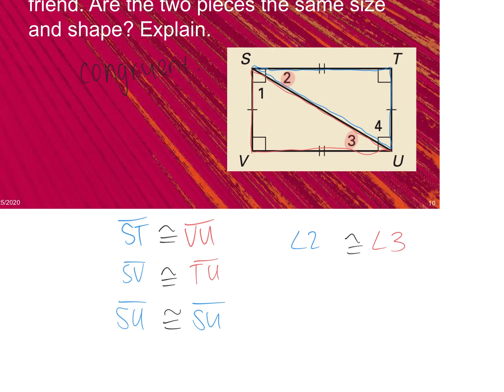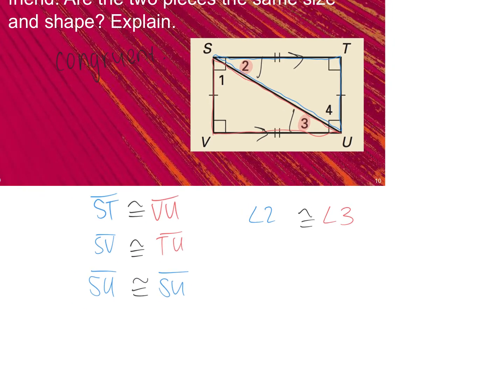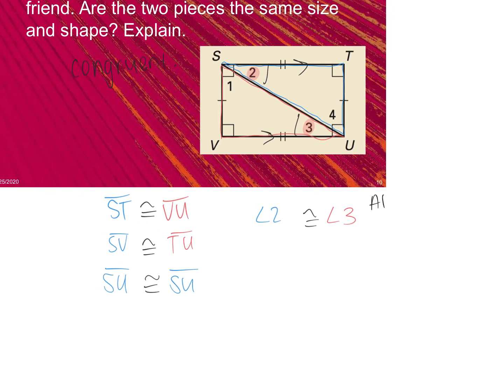Cody? Very good. They're alternate interior angles, right? Because you guys agree these 2 lines are technically parallel since it's a rectangle. So 2 and 3 must be congruent by alternate interior.